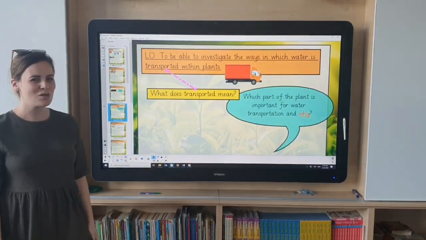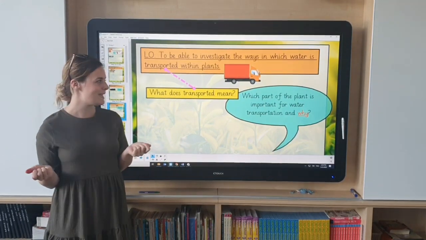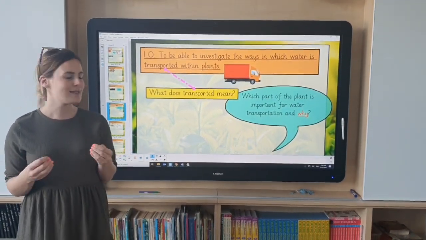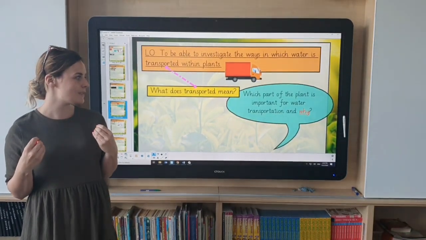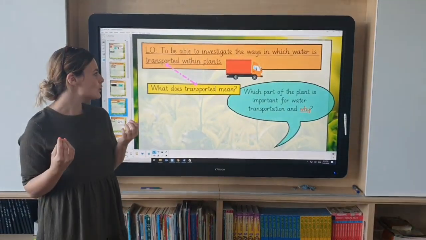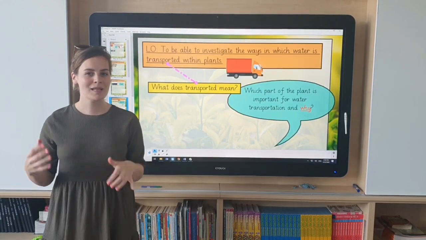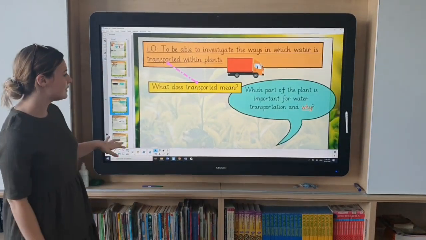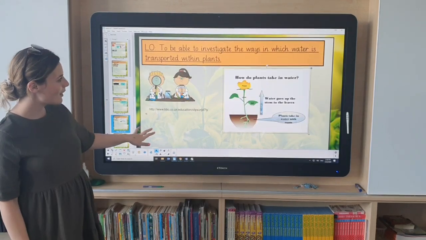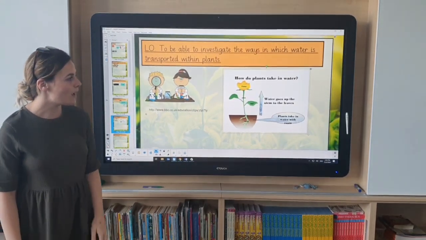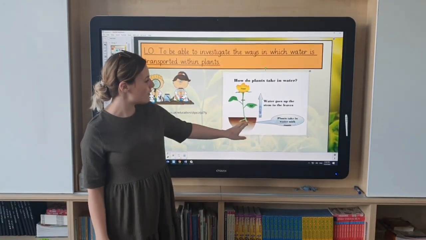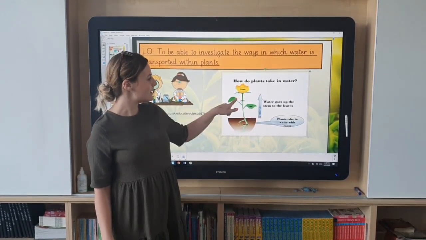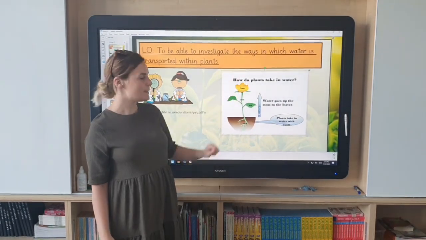Now, what does the word transported mean? And which part of the plant is important for water transportation and why? So the word transported means move. So we're moving the water throughout the plant. And plants take in the water from the roots and then it goes up into the stem, into the leaves, and if it has a flower, it goes into there as well.